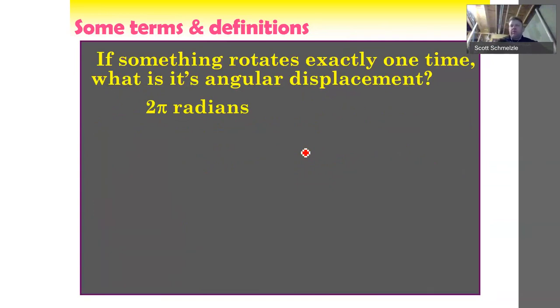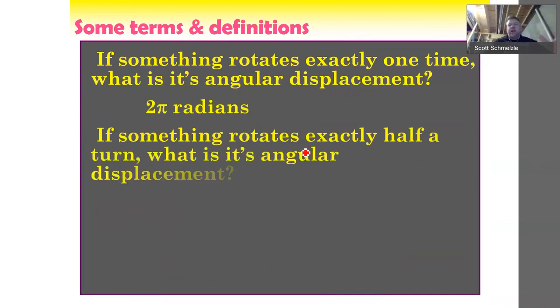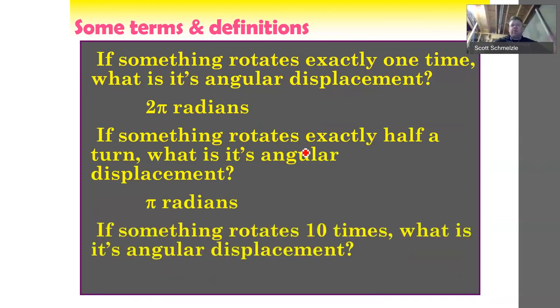One complete circle is 2 pi. Okay? Something that rotates exactly half, 180 degrees, is pi radians. So that's just going to be 1 pi. If something rotates 10 times, it's going to be 10 times that 2 pi for each one. That's going to be 20 pi radians. Okay? This is all really well and good.